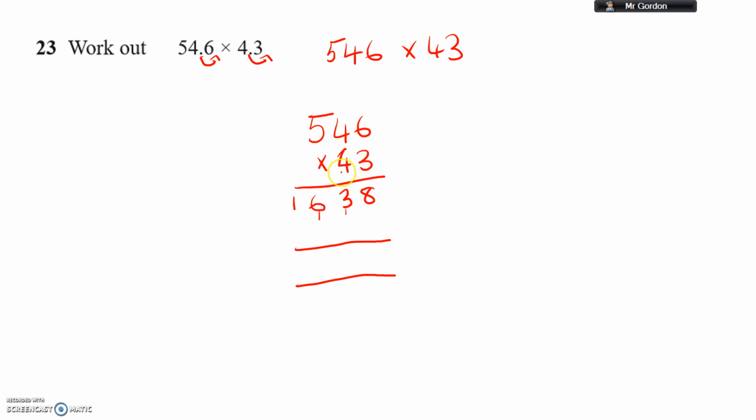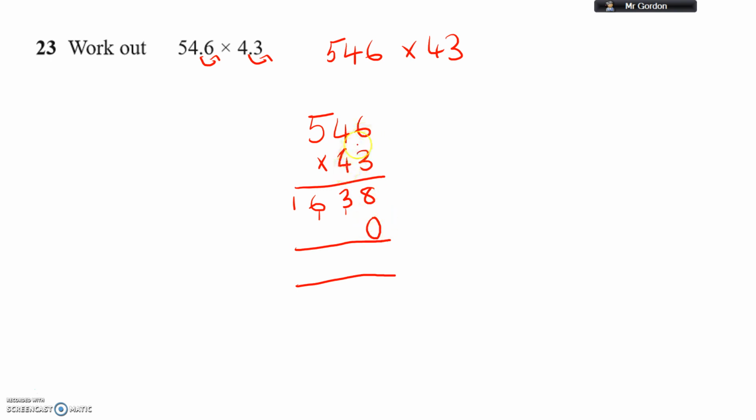When I'm doing 4 times 546, the 4 is not in the units column, is it? It's in the tens column. What you need to do with this method is you need to start writing your answer in the tens column, okay? You don't start writing it in the units column, because you're not timesing with a number that's from the units column. So you put a 0 in here just to stop you from writing anything in there, and then you just carry on as normal.